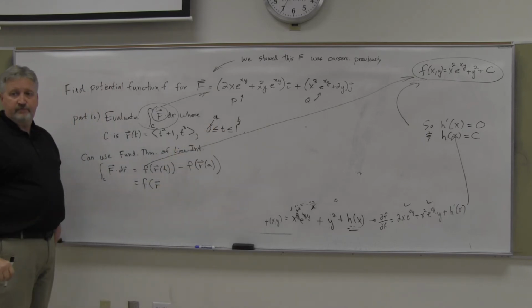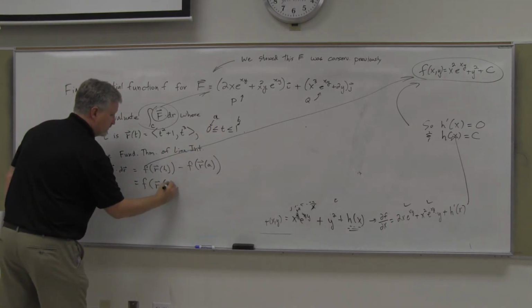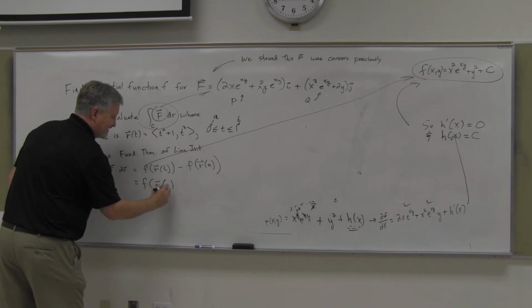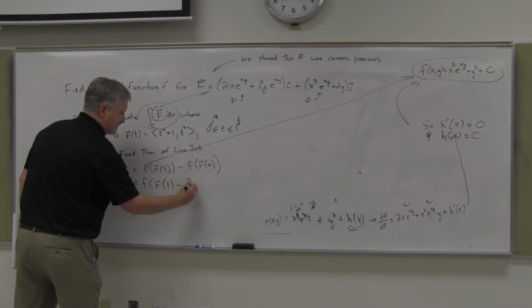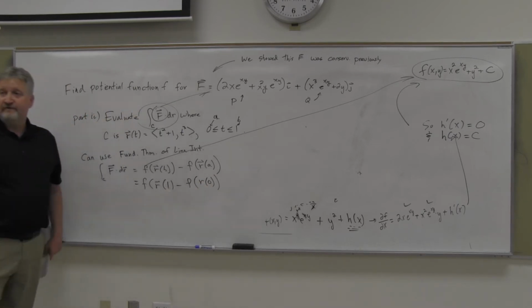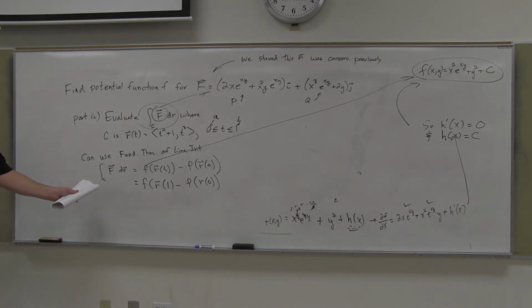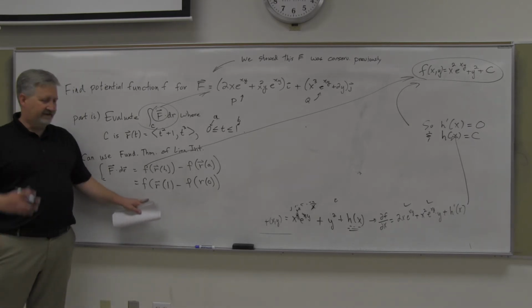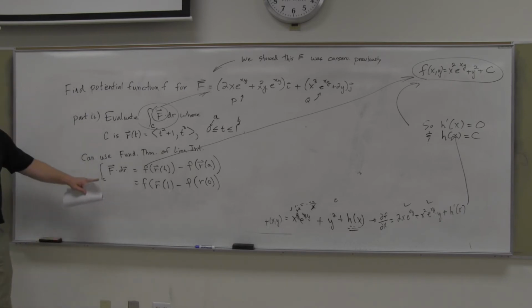endpoints. So it'd be f of r of 1 minus f of r of 0. With me? I don't have to do this integral. I've already kind of done it, in a way, but the antiderivative part of it.